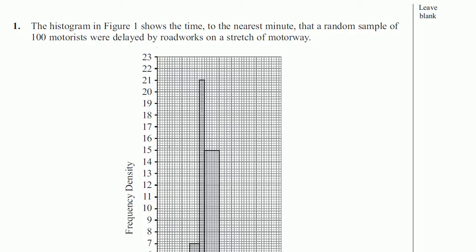In January 2012, question number 1, this is a histogram sum. The histogram in figure 1 shows the time, to the nearest minute, that a random sample of 100 motorists were delayed by roadworks on a stretch of motorway.